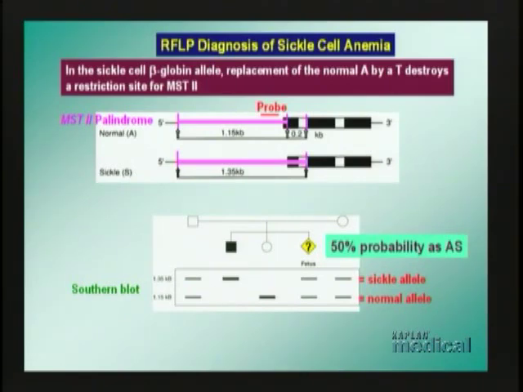No band appears at 1.35 kb, meaning this person does not have any sickle beta globin allele. This person only has normal beta globin genes.